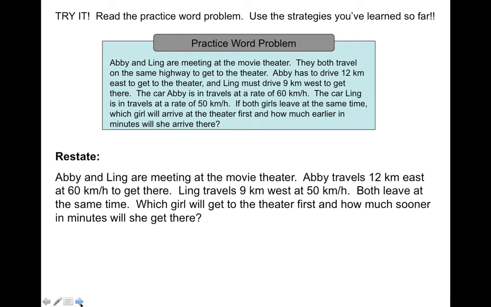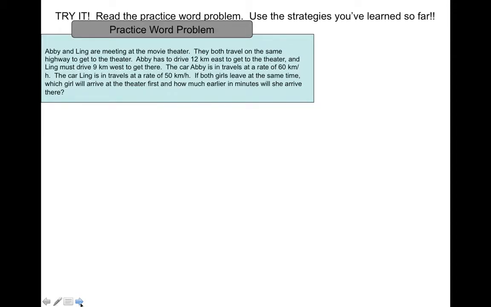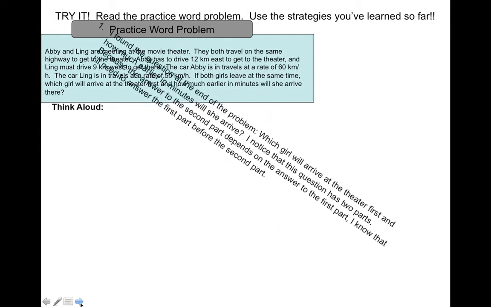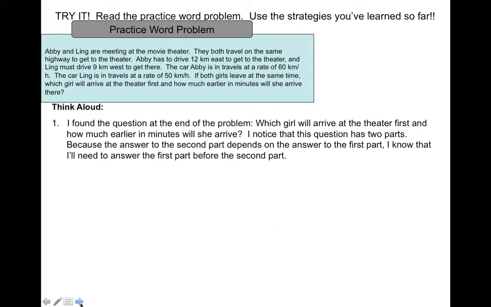Here's my restatement. Yours may sound different. Here's my think aloud. I found the question at the end of the problem. Which girl will arrive at the theater first, and how much earlier in minutes will she arrive? I notice that this question has 2 parts. Because the answer to the second part depends on the answer to the first part, I know that I'll need to answer the first part before the second part.